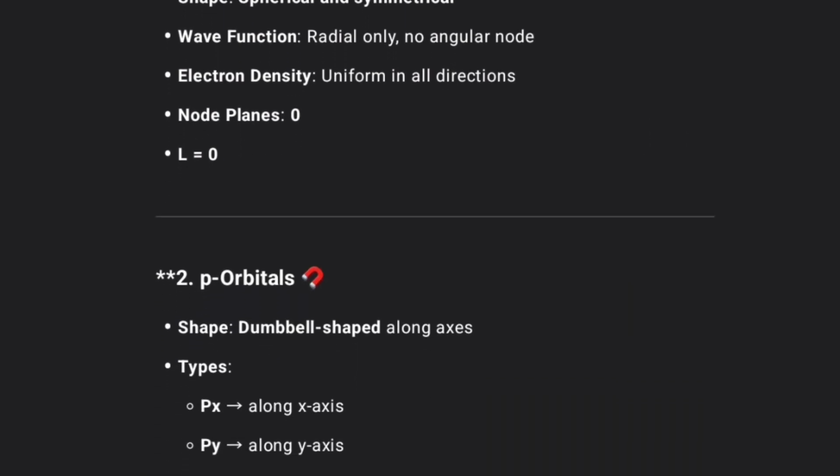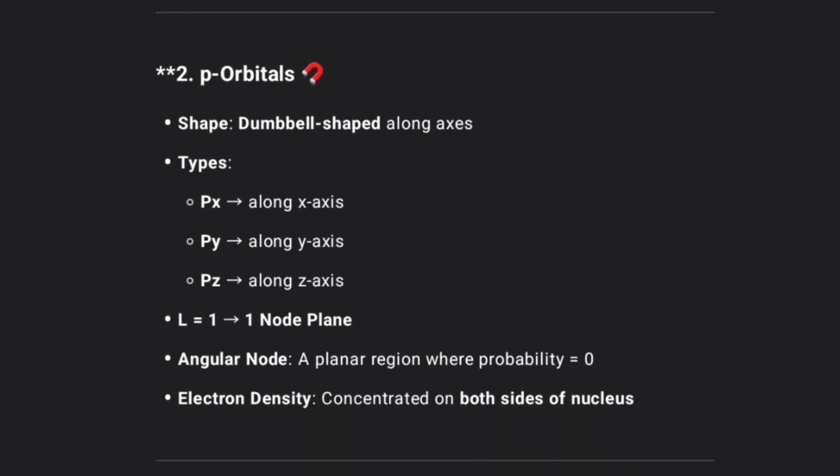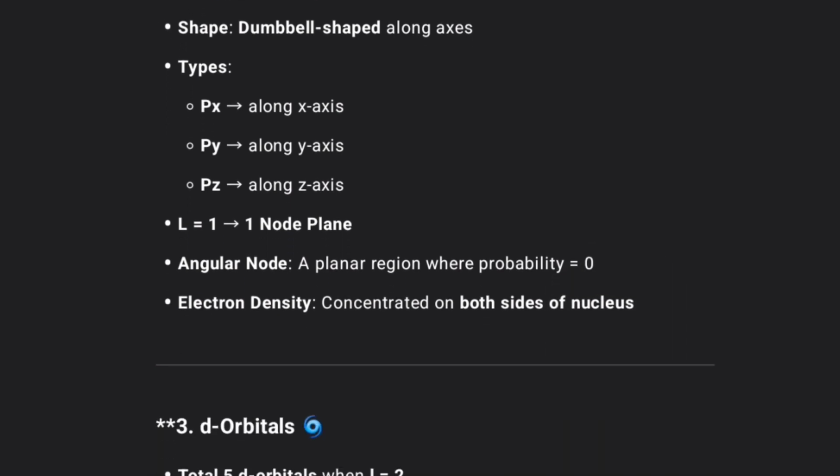Shape: dumbbell shaped along the axes. Types: px along the x-axis, py along the y-axis, pz along the z-axis. L equals 1, one node plane. Angular node: a planar region where probability equals 0, with electron density concentrated on both sides of the nucleus.